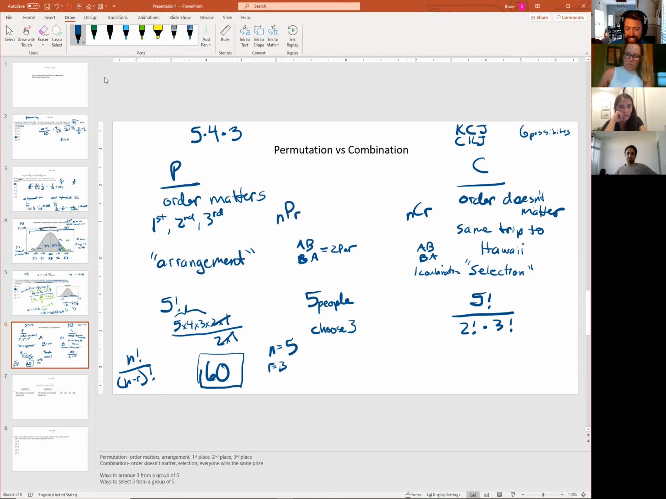We know that's already 60, right? Because we did it here. So we have 60 over 3 times 2 times 1. And 3 times 2 times 1 is 6, so we have 60 over 6, and that gives us 10 possibilities. So if we notice that, that's a lot less, right?